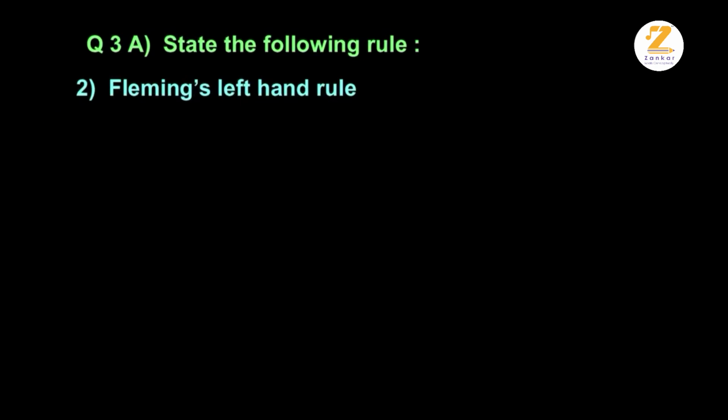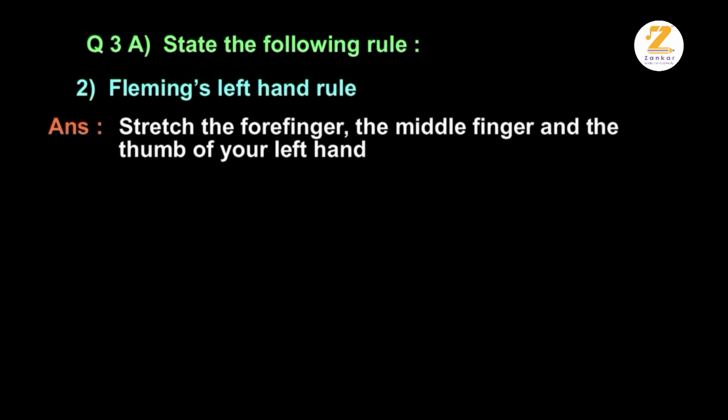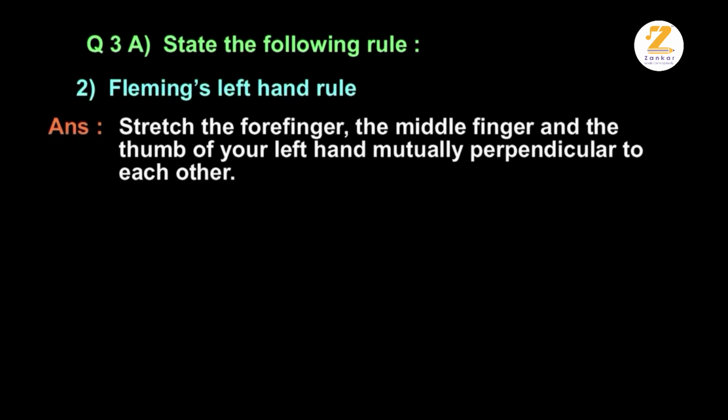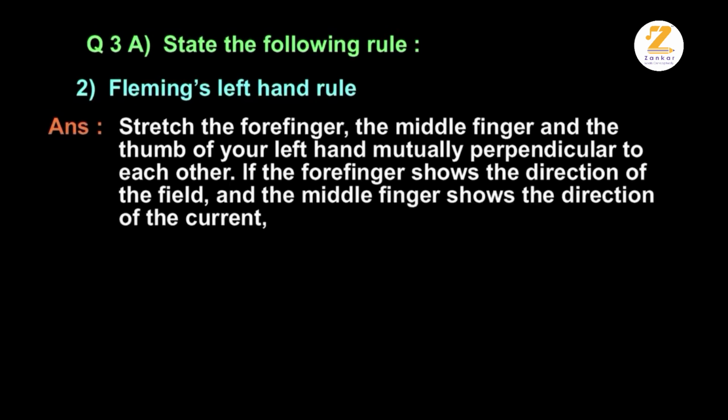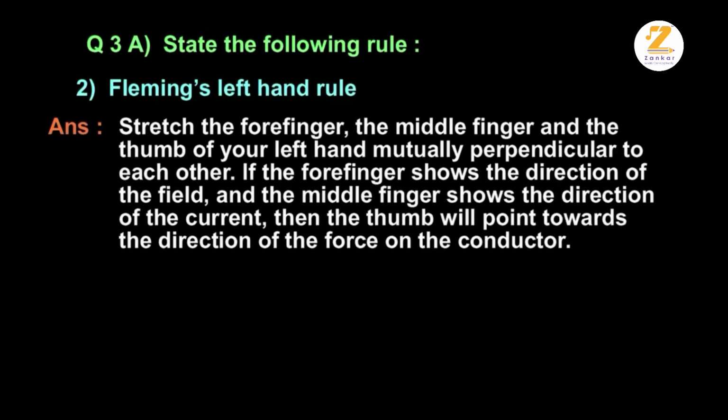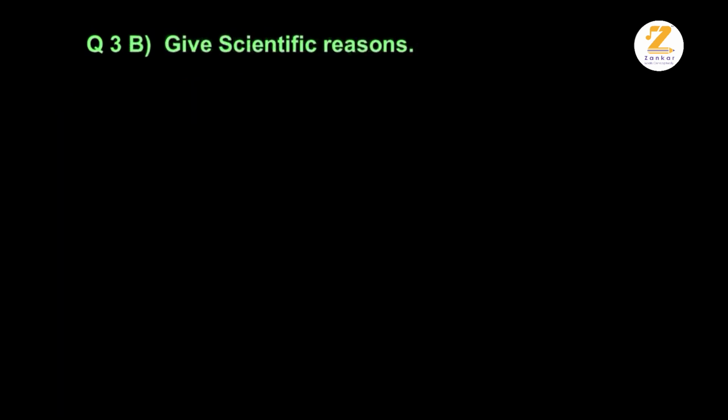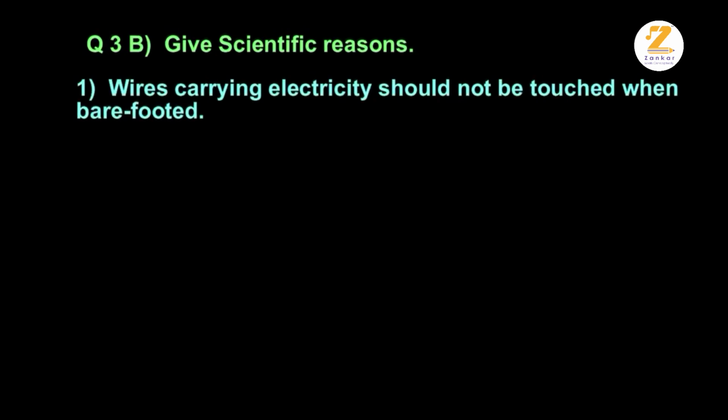Fleming's left hand rule. Stretch the forefinger, the middle finger and the thumb of your left hand mutually perpendicular to each other. If the forefinger shows the direction of the field and the middle finger shows the direction of the current, then the thumb will point towards the direction of the force on the conductor. Give scientific reasons. Wires carrying electricity should not be touched when barefooted.